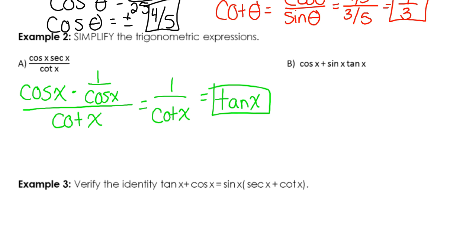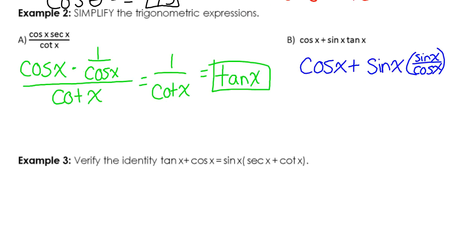All right, let's do the same thing for b here. So I've got cosine of x plus sine x times tangent x. So again, cosine and sine aren't too bad, but I'm going to change that tangent. So I'm going to rewrite this as cosine of x plus sine of x, and I'm going to change the tangent to sine of x over cosine of x. Again, trying to get everything into common things.